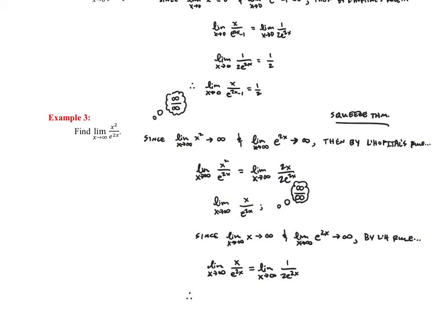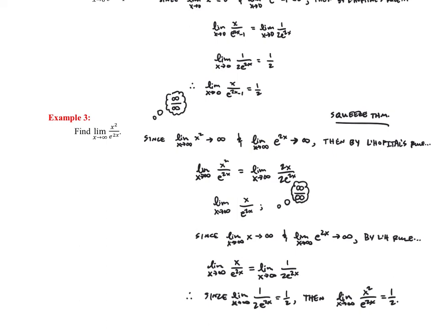Therefore, since the limit as x approaches infinity, my writing's getting a little sloppy here, I'm sorry about that, of 1 over 2e to the 2x is equal to 1/2, then the original limit here as x approaches infinity of x squared over e to the 2x will also equal 1/2 by L'Hopital's rule.